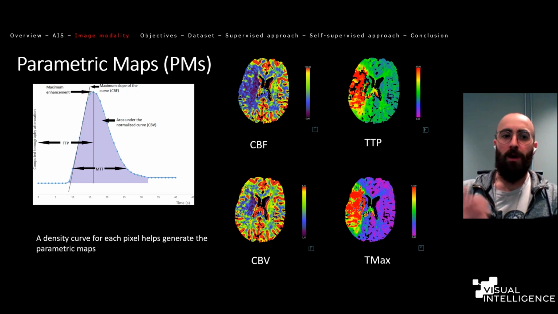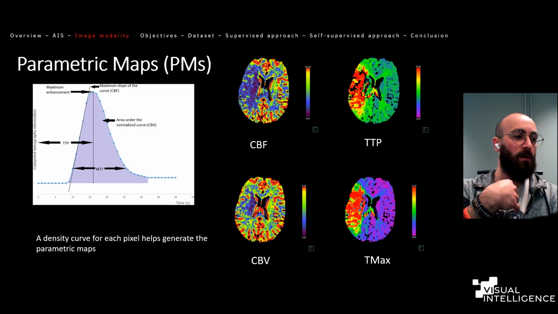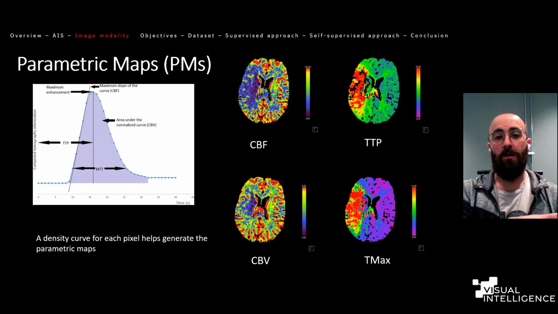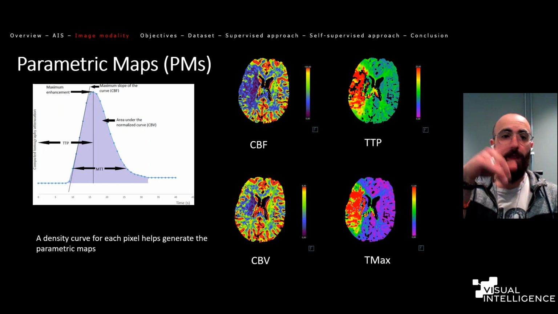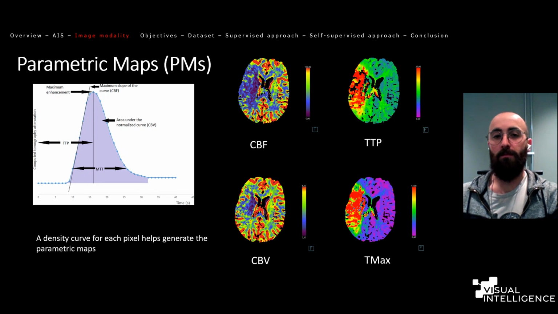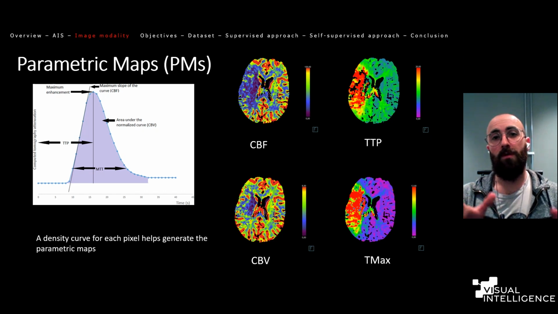These maps are generated based on a density curve that you can see on the left. Each pixel is analyzed with this density curve, which simulates the actual wash-in and wash-out of the contrast agent inside the brain over time. The density curve has time on the x-axis, and the y-axis takes into consideration the enhancement, or what the pixel intensity level is at that particular moment. So these parametric maps contain useful information for medical doctors to understand and assess the ischemic region, penumbra and core.